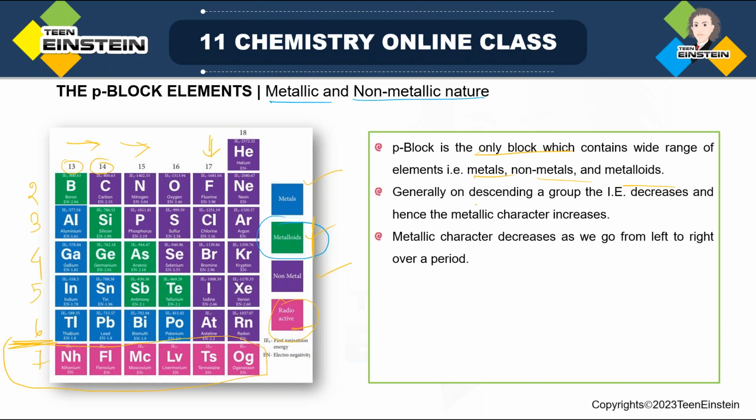Generally, when you descend a group, that is, you move down the group, ionization energy decreases, that we know. And that is the reason why metallic character increases. Same thing we have also seen in the s block. Though in the s block all are metals, still if we want to compare the order of metallic character, there also we have seen that down the group ionization energy decreases because of the addition of extra shells. So metallic character increases. The same logic is also mentioned here.